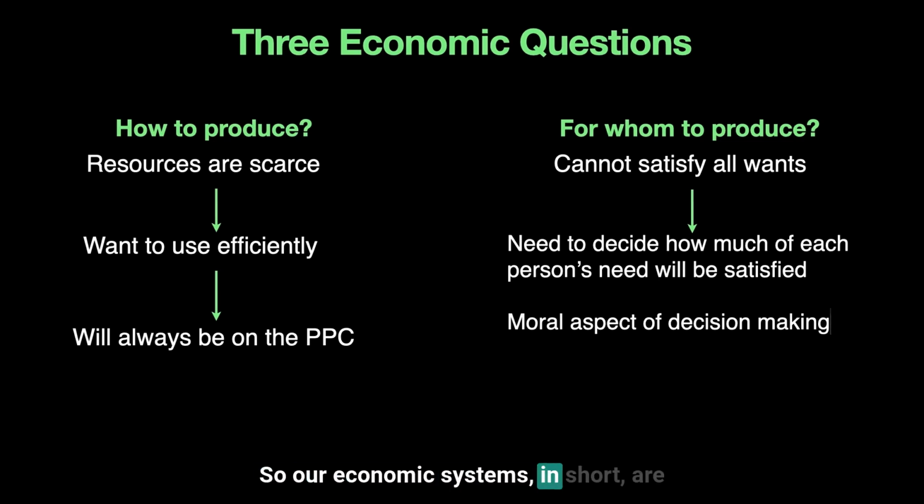So our economic systems, in short, are basically trying to answer these three questions of what to produce, how to produce, and for whom to produce. Let's start with free market economy to see how it works.